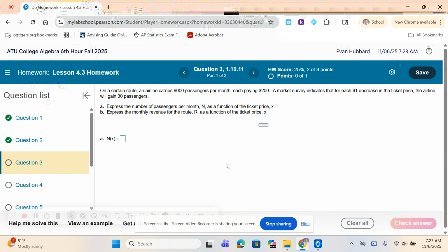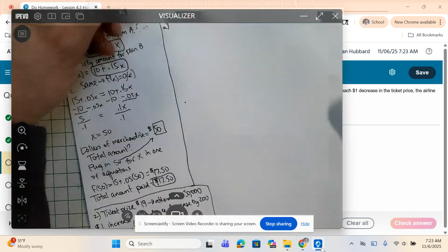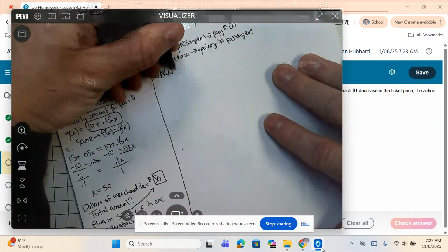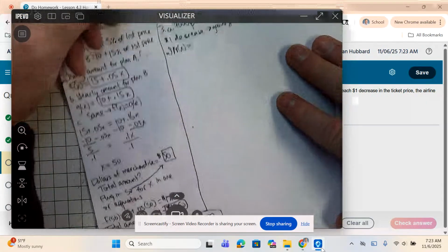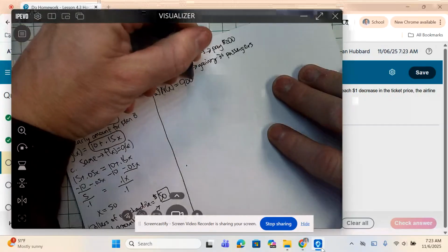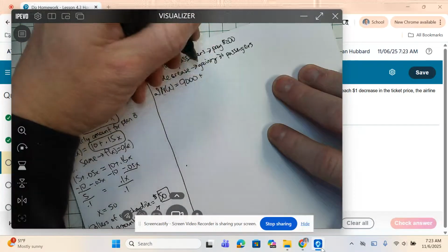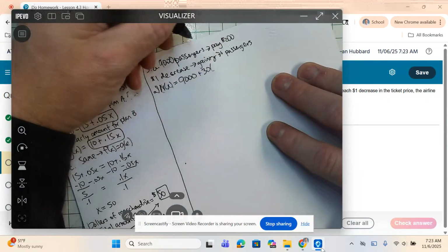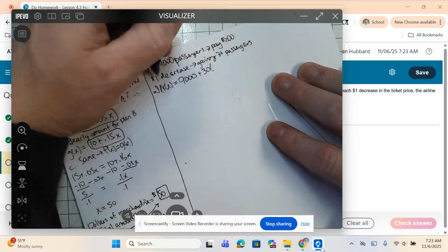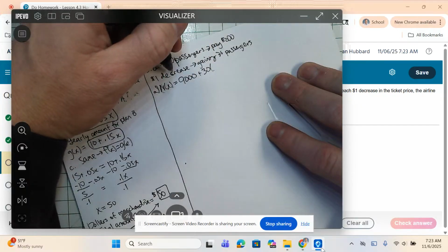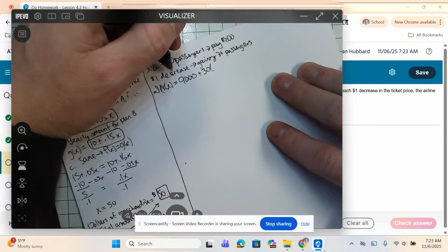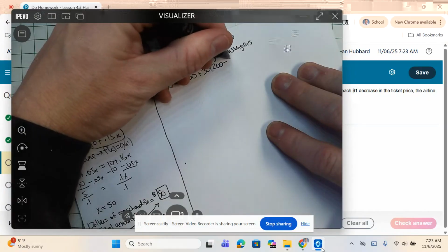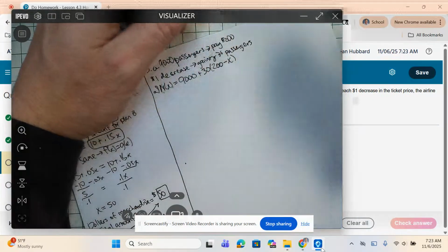It's kind of like the last one a little bit. Your number that you have, n of x, except this time you're gaining passengers. So you start with 9,000, but now you're gaining passengers, so I'm going to add 30 times, for every decrease in the ticket price. So that would be 200 minus x.